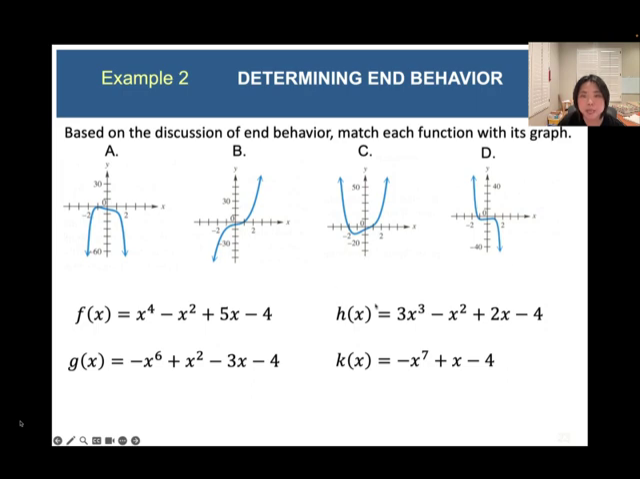And then these two, B and D, should have an odd degree. That will be h of x and k of x. Since this one rises to the right and falls to the left, that will be a positive leading coefficient, which is h of x. And this one rises to the left and falls to the right, so that will be k of x here. So you should get C, A, B, D.